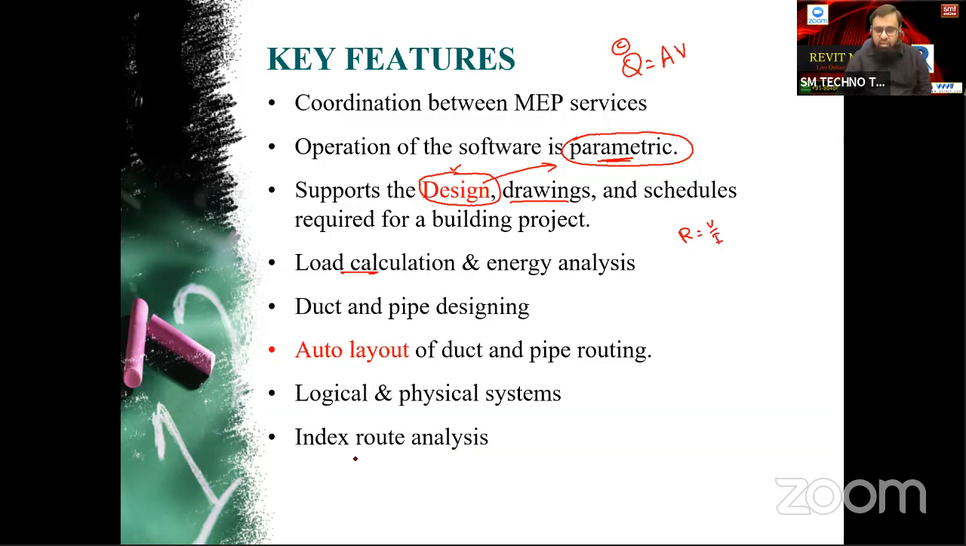Next, index route analysis, especially for fan and pump selection. And you know this index route analysis, or fan selection, pump selection, is one of the lengthy tasks. Here, after placing the equipment and completing the piping and ducting, easily with the tool called system inspector, we can find out the critical path index route, and that will be a very useful and quick tool to get the total static pressure for the fan, and the total head for the pump selection.